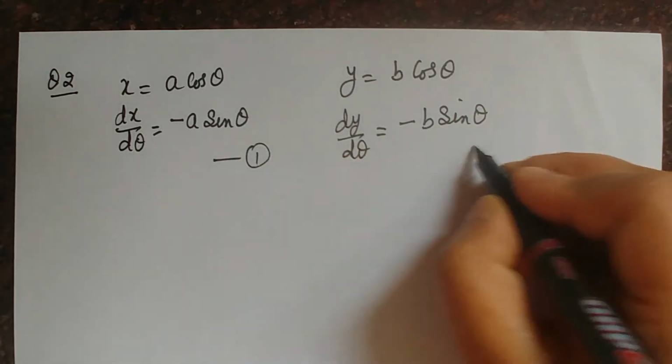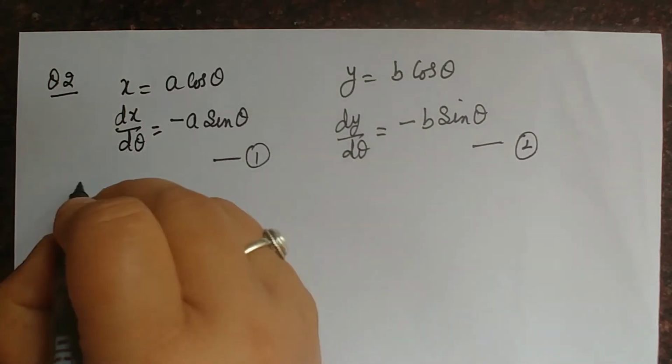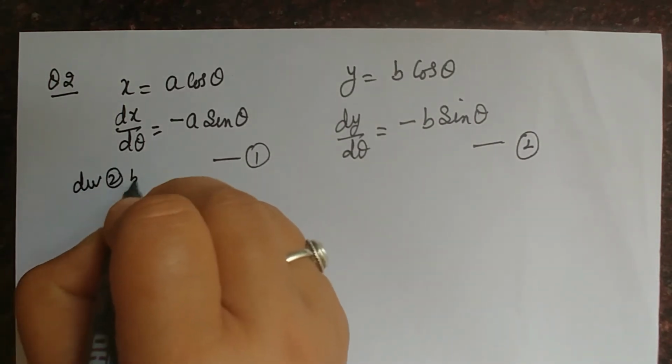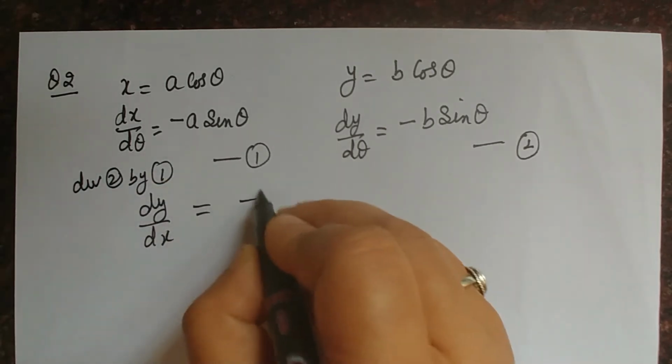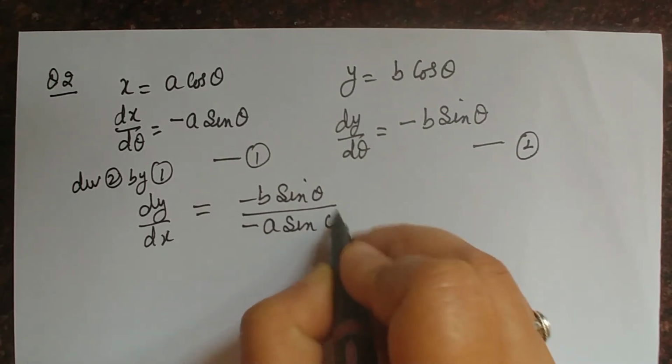Say this is number 1, this is number 2. Now how will I find dy by dx? I have to divide number 2 by 1. That is minus b sin theta divided by minus a sin theta.